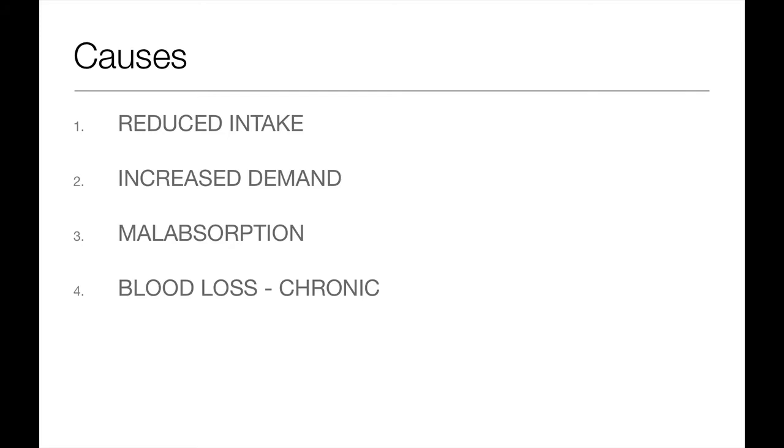We could say that the iron's being taken in okay, but it's not being absorbed. And the key site of absorption is the duodenum. So we commonly see malabsorption iron deficiency anemia in celiac disease and post-gastrectomy. Finally, and very importantly, we can see an iron deficiency anemia when the main store of iron is lost from the body. And as the main store is in red cells, we see this in blood loss. And we're going to go on to talk about that now.